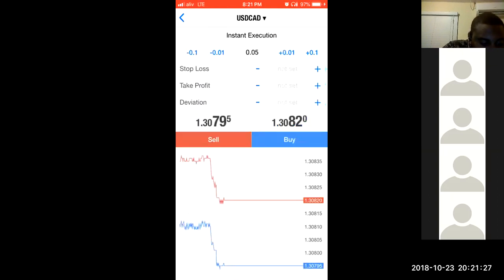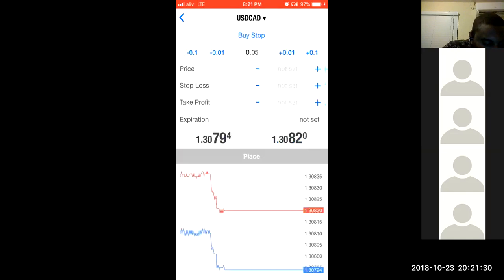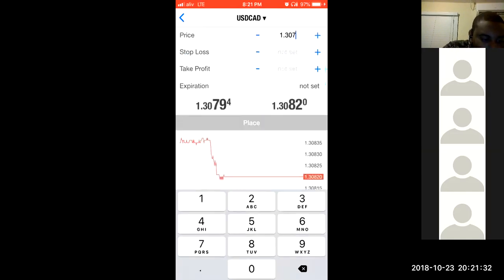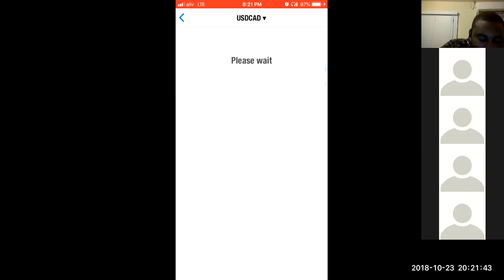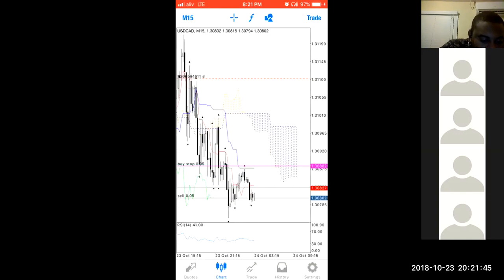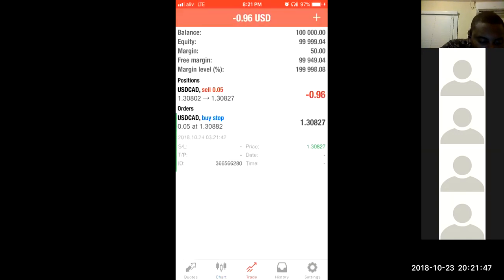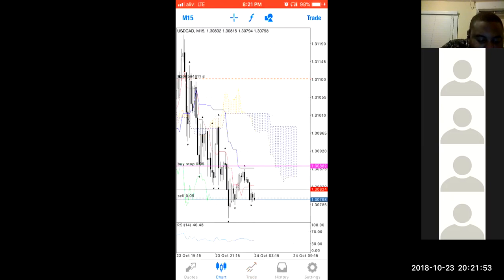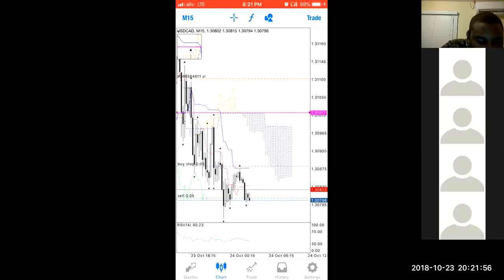Instead of instant execution, I'm going to change it to a buy stop. Price 1.30882. I can put in my take profit and my stop loss now if I want to. Because the trade isn't active, I hit place. I go back to my trades. It's here, under orders, because the trade isn't active. It's waiting for the market to get here before it activates the trade.